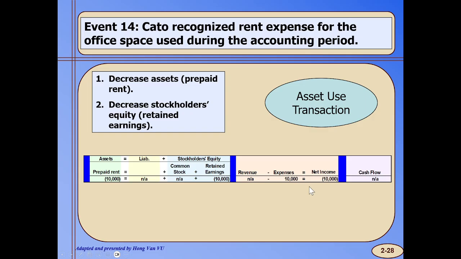Here is the effect of this transaction on the financial statement. So we have rent expense of 10,000 that affects the net income and the retained earnings. No recording for the cash flow.